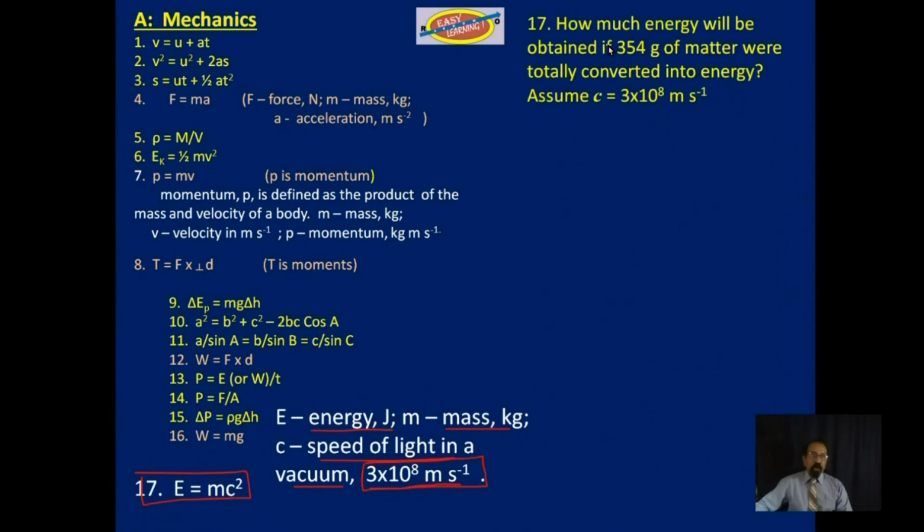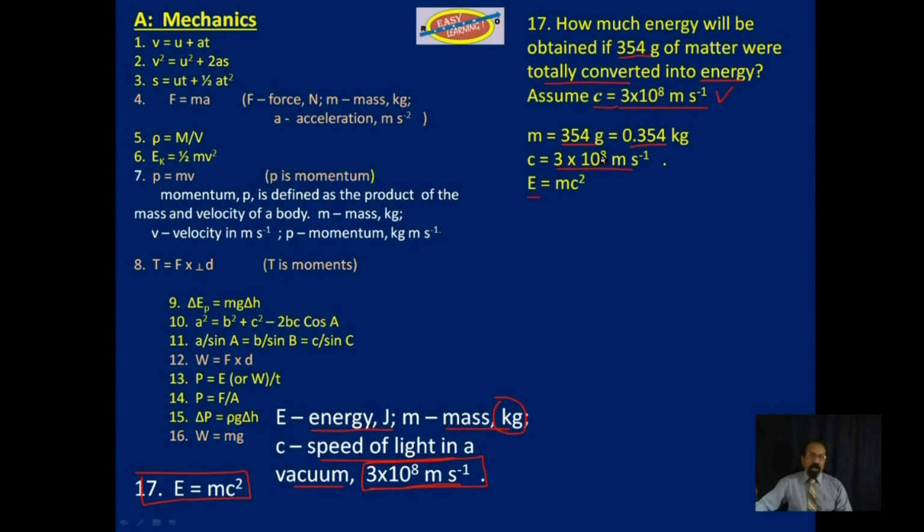So, how much energy will be obtained if 354 grams of matter were totally converted into energy? Assume c, which is the speed of light, is 3 exponent 8 meters per second. So the mass is 354 grams. We said that the mass must be in kilograms, so we need to convert that grams to kilograms by dividing by 1,000. We know what the speed of light is. It is given in the question.